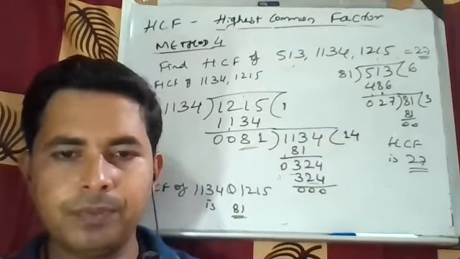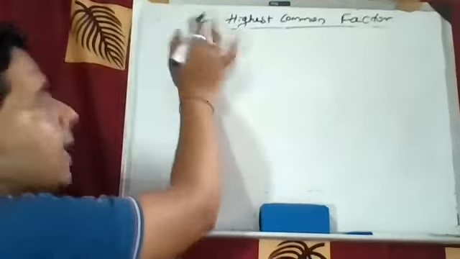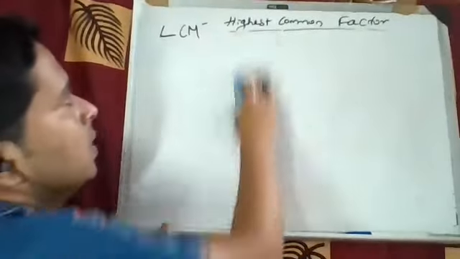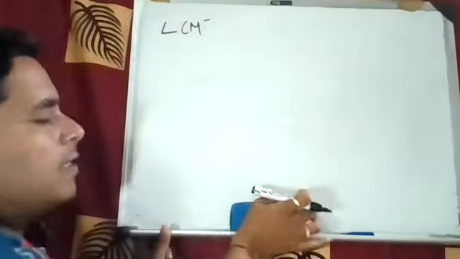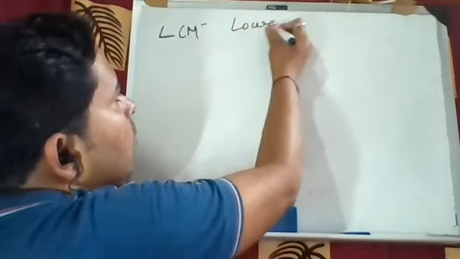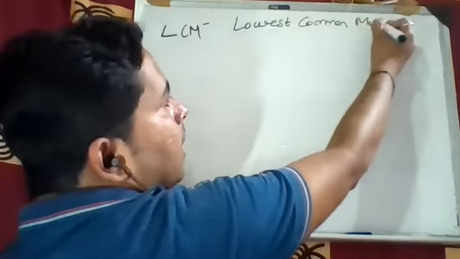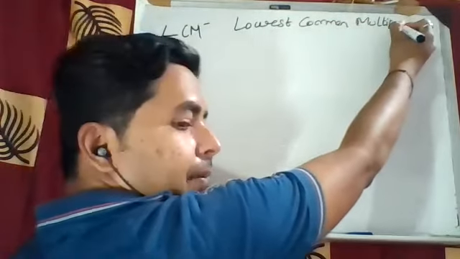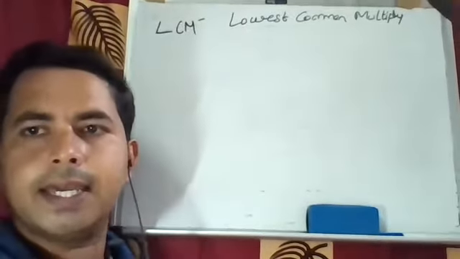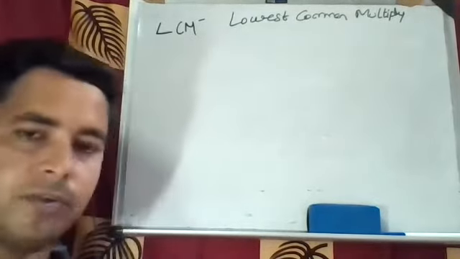So now we'll go to the next one. Not HCF, LCM. So what does LCM say? Lowest common multiple. Okay, this is LCM, lowest common multiple. So here, what is the normal method?